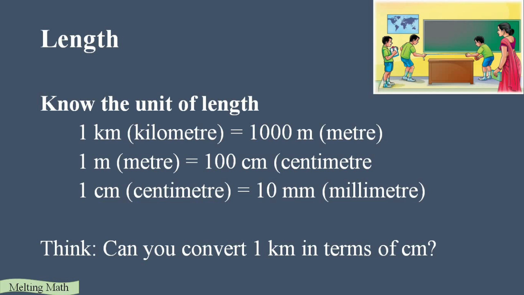First convert 1 kilometer into meter. 1 kilometer equals 1000 meters, so we have to multiply 1 into 1000. We get 1000 meters. Then we have to convert meter into centimeter. 1000 meters into 100 centimeters equals 1 lakh centimeters. Make sure the zeros are very important. You will get confused with the zeros. Just add the zeros and put it.